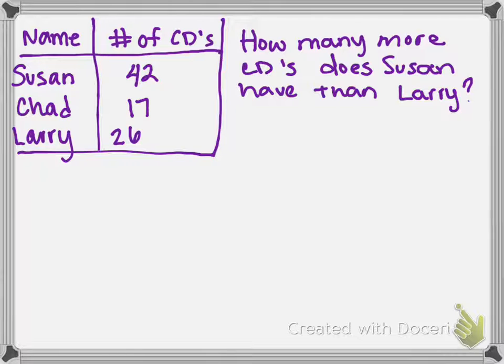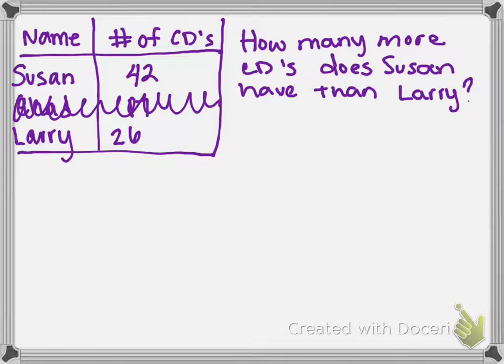So I got to think, what do I know? All right, do we need to care about Chad? We don't even care about Chad right now. Sorry, Chad. All right, so what we know is Susan has 42 CDs and Larry has 26 CDs. So what are you asked to find? You're asked to find the difference between the number of CDs from these two people's collections, all right?